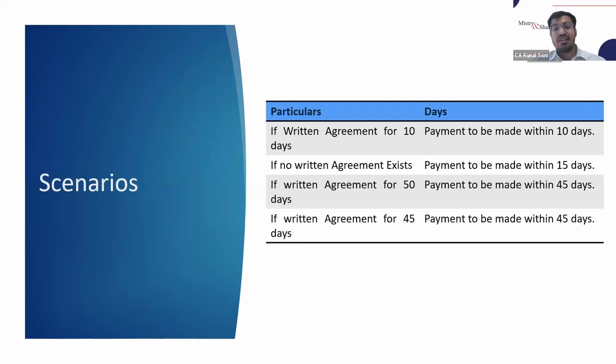If the written agreement is for a period of 50 days, then in that particular case payment would be required to be made well within a time period of 45 days, because 45 days is the higher side limit that has been provided. And again, in case of a written agreement, if it is 45 days, then it should be 45 days. So this is the basic crux: what the time limits are.